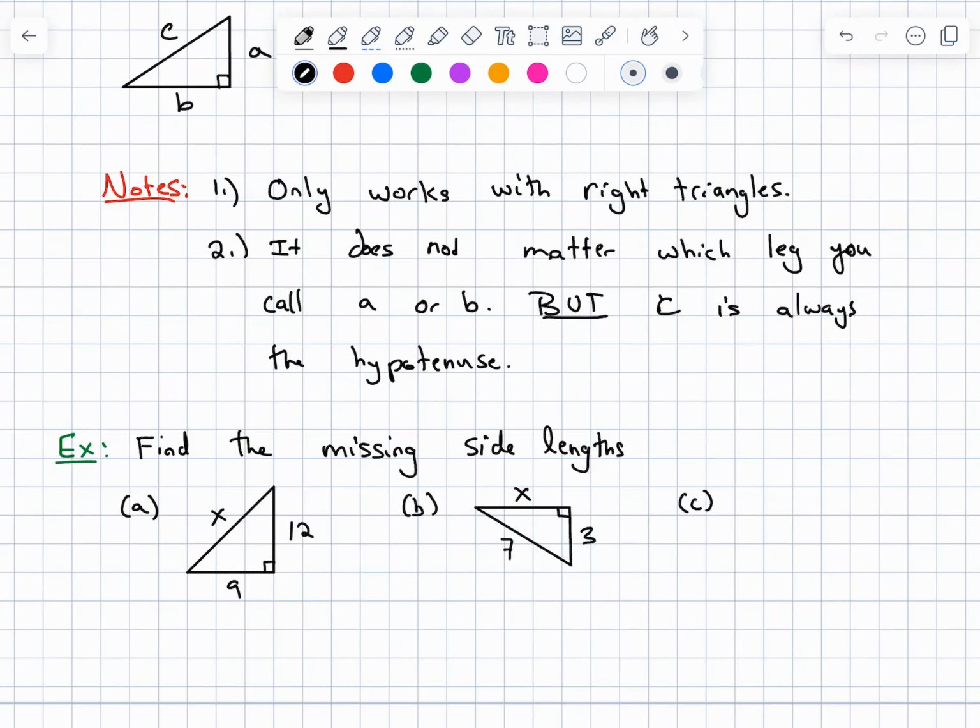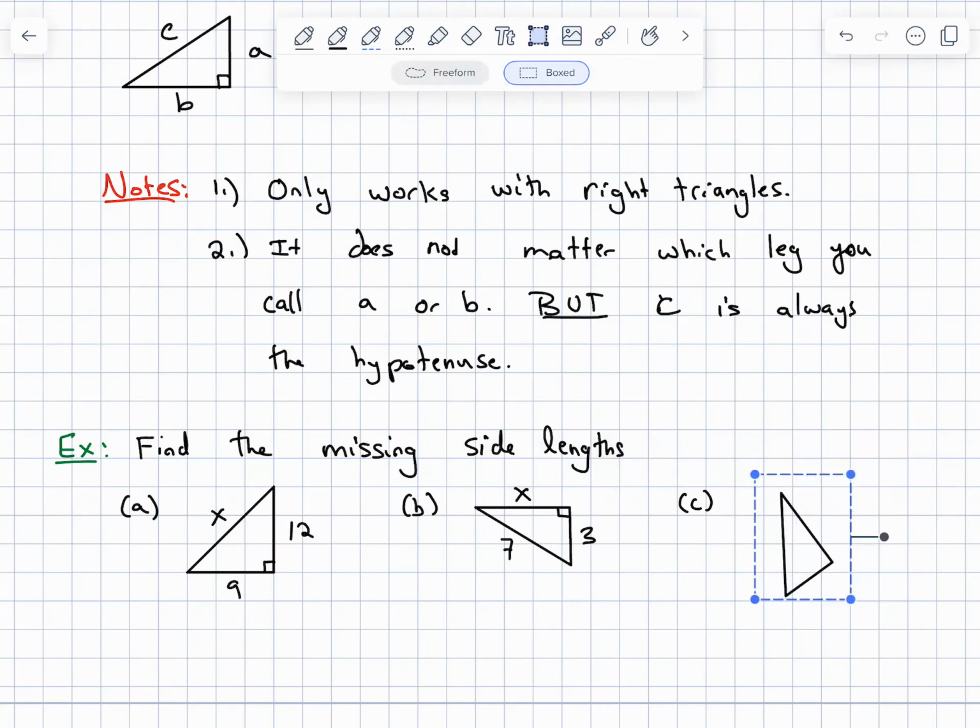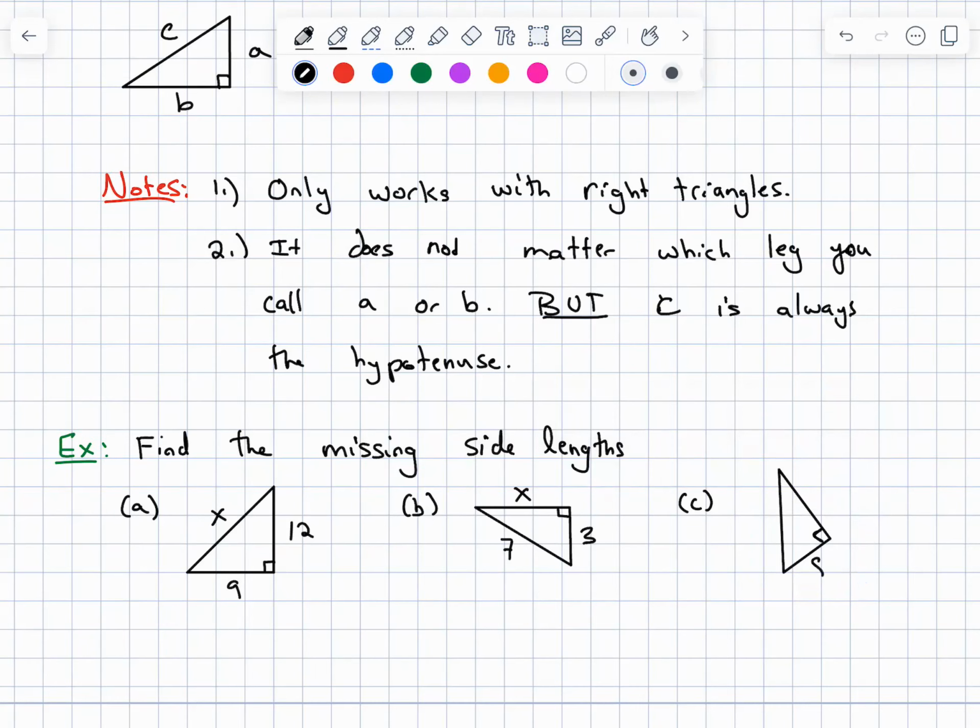And part C, we're going to draw this one off kilter. I'm going to draw this first so I can get a perfect one. And I'm going to tilt it like that, just to be special. 8, 11, and X.